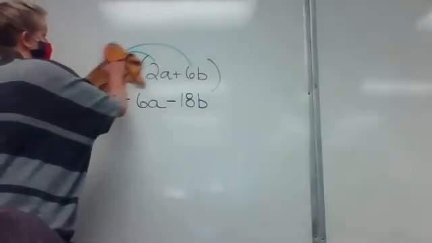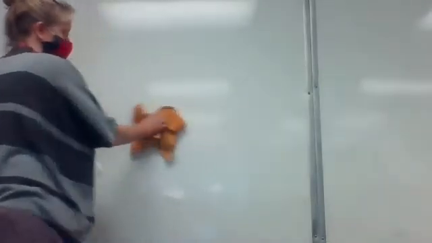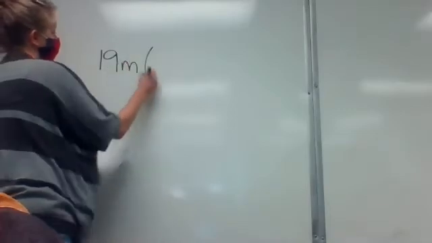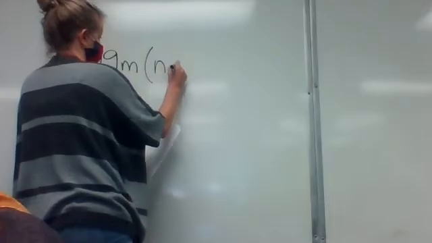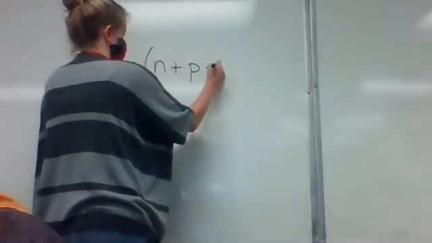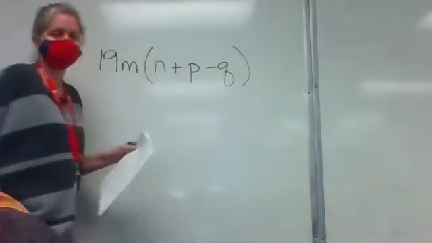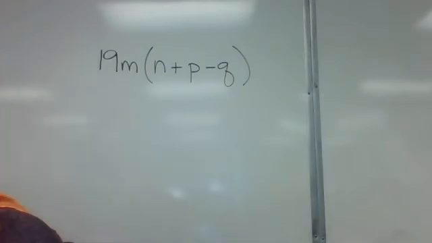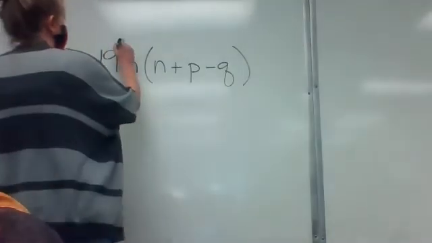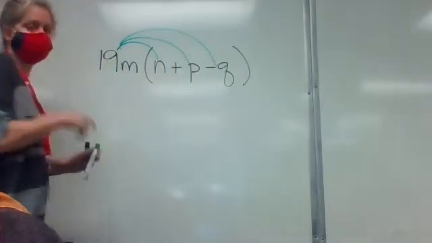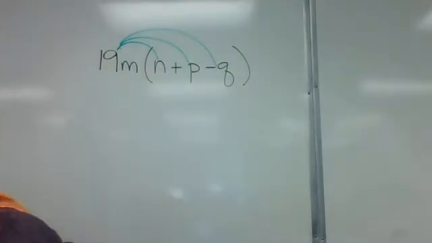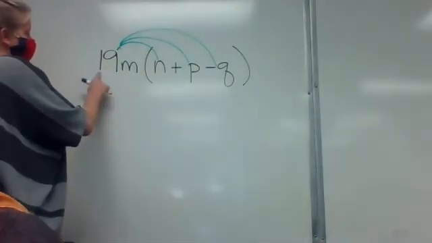All right, that was 16, now 17. We've got 19m times n plus p minus q. Same stuff. So let's see what I have here.